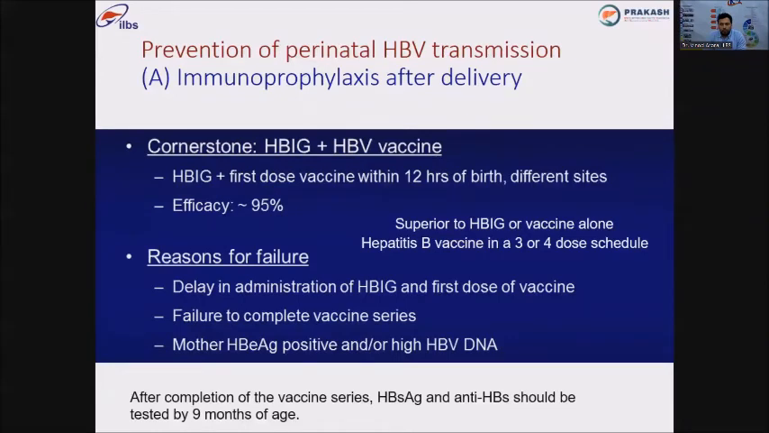It is usually administered within 12 hours of birth at different sites. The reasons for failure can be failure to complete the vaccine series, the mother having high DNA or being HBe positive, and delay in administration of immunoglobulin or the first dose of the vaccine.